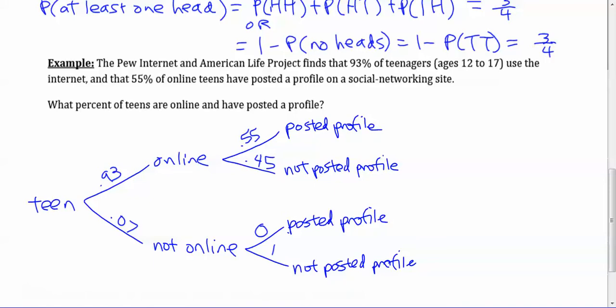So to answer the top question, what percent of teens are online and have posted a profile, you're going to do the top branch here, so it's 0.93 times 0.55, and you should get a total of 0.5115. Go ahead and take a moment, pause the video, and calculate the probabilities of the other branches.